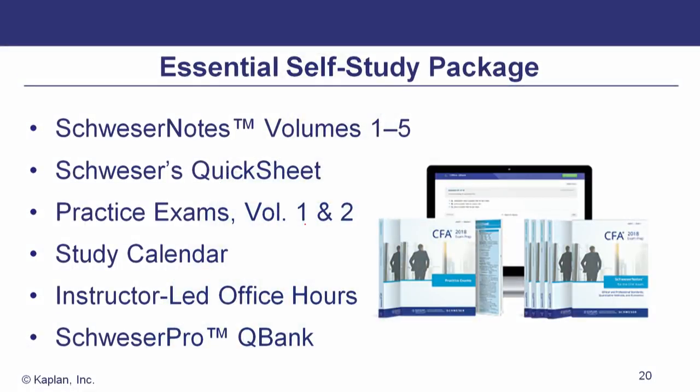So what we have done is create some packages based on the popularity of different products that people want. Our base model, our very basic package, is the Essential Self-Study package. As the name suggests, it is self-study. There is no instructional or tutorial component to this package. It includes our notes as well as the Q Bank. It also includes practice exam volumes 1 and 2, and office hours which are pre-assigned, predetermined, and assigned to the calendar.